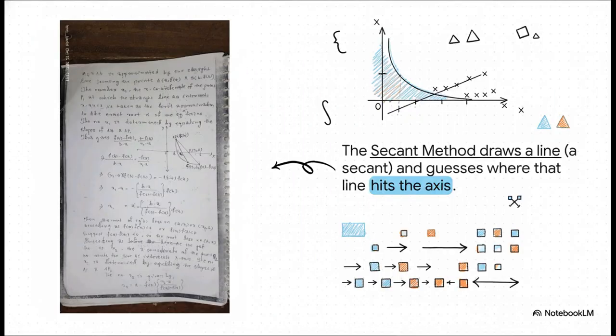The method takes 2 points on our curve and draws a straight line, that's a secant line, right between them. Our next guess isn't the midpoint anymore. Nope, it's where that secant line smacks right into the x-axis. It's a much more targeted shot.